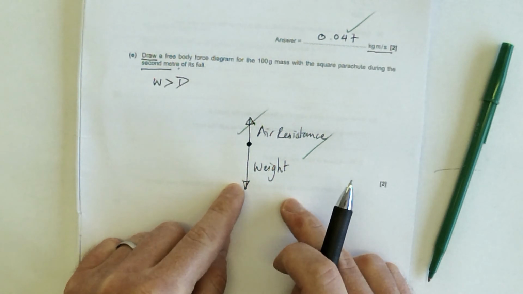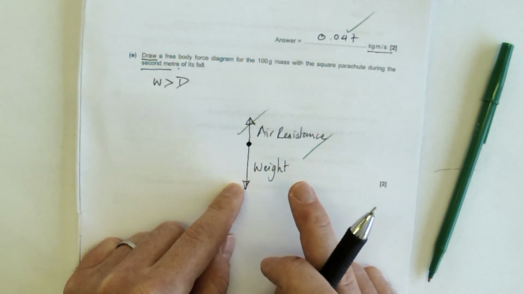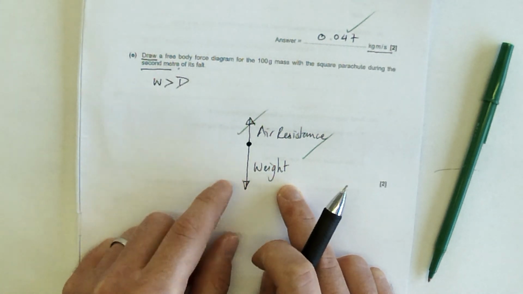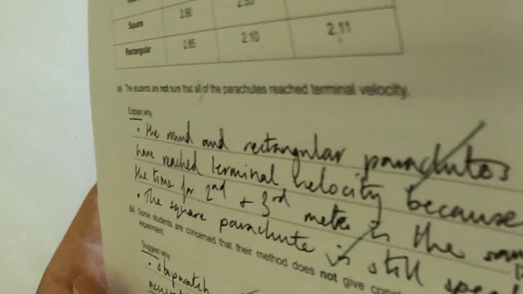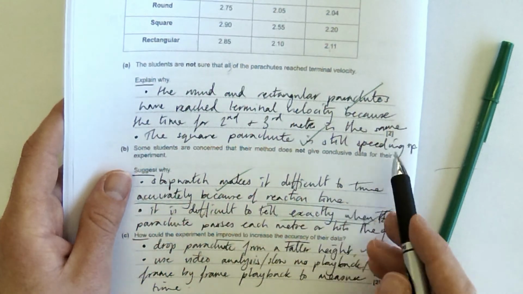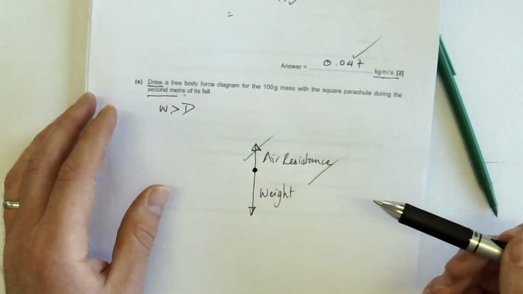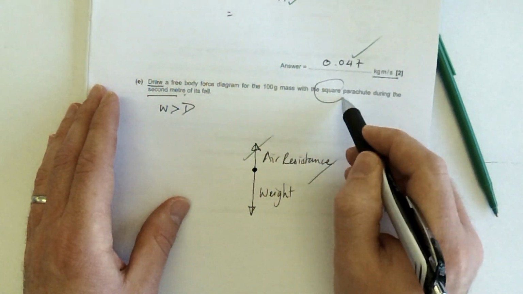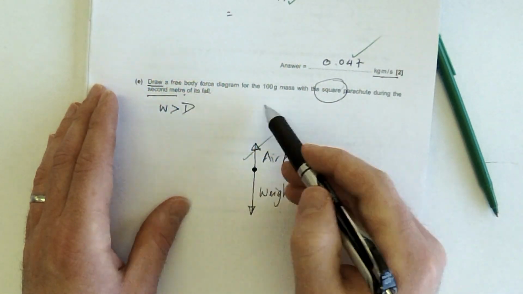There's one more thing I want to say about this actually. There were a lot of people who did this right in the mock exams that my class sat, but they didn't get the point that the square parachute is still speeding up. So I think there's a clue in there that actually you needed to be talking about the square parachute still speeding up because of this question here.